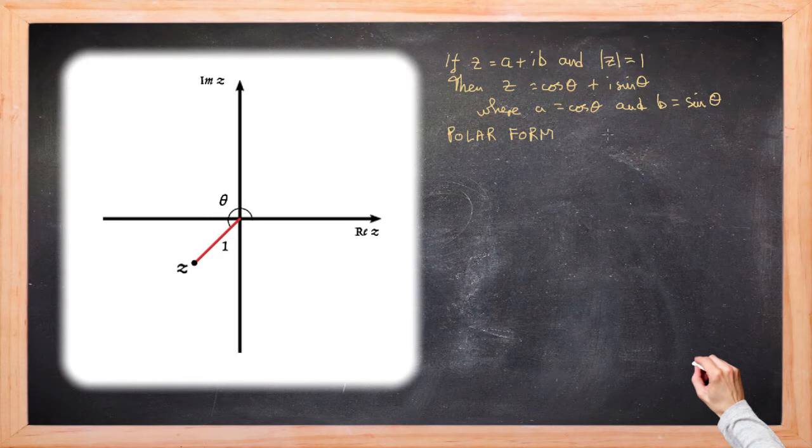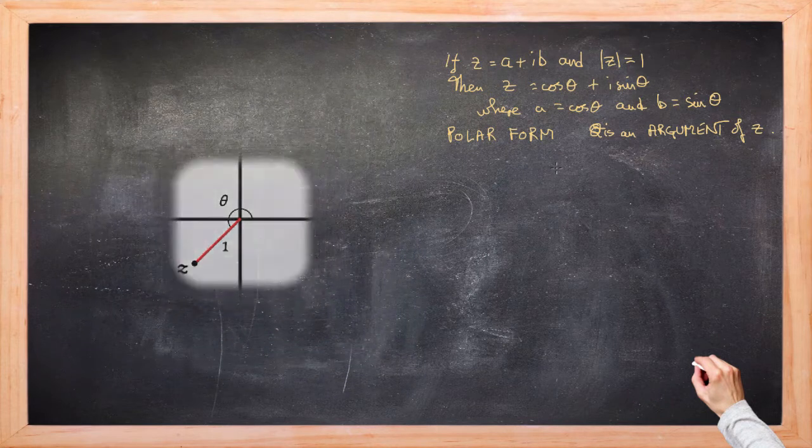and theta is an argument of z. Now, arguments are not unique. We could add or subtract multiples of 2 pi to get different arguments. But that's essentially what we were doing in the previous video.